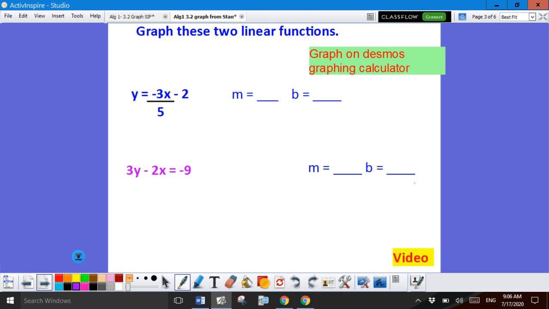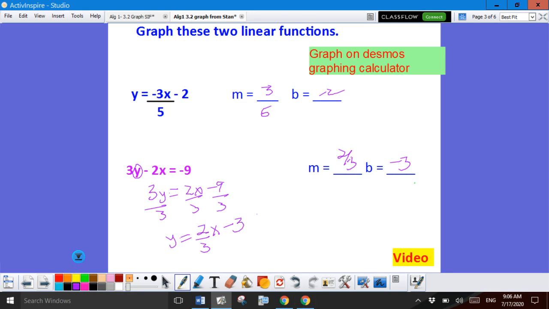So let's go ahead and make sure that we've got our m and our b's for both of these. So -3/5, we know that's my slope. B is -2, so that one's pretty simple. This one we know we have to solve for y. Notice that it's in a different order. So I'm adding my 2x and dividing by 3. So y equals 2/3 x minus 3. Okay, 2/3 x minus 3. So I'm going to go ahead and write those numbers down so that we have what we need.